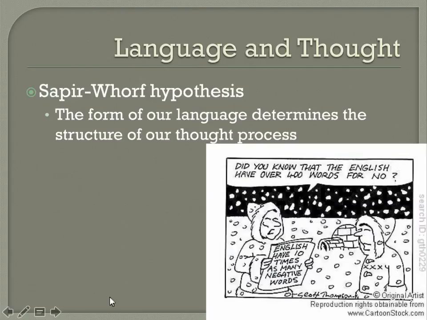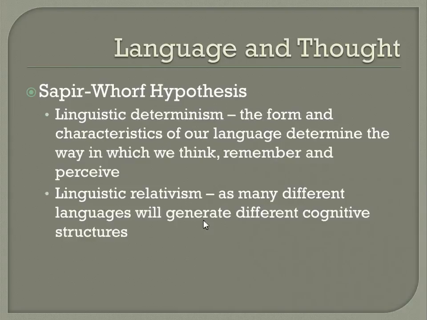The Sapir-Whorf hypothesis, which isn't totally supported anymore, but we're going to kind of walk through it, is that the form of the language determines our thought process. This is called linguistic determinism. And so this is the Eskimos have more words for snow hypothesis, which has been debunked. So here's your funny comic for the day.